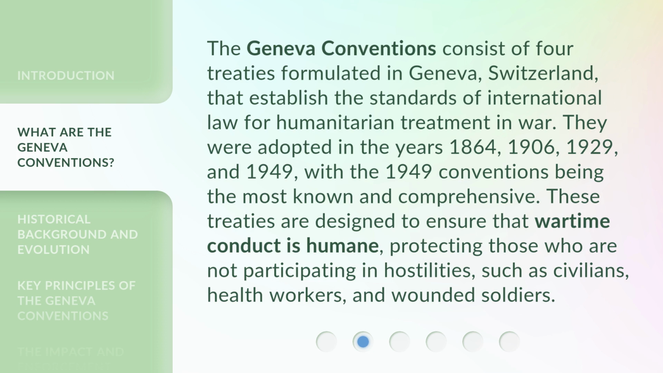The Geneva Conventions consist of 4 treaties formulated in Geneva, Switzerland, that establish the standards of international law for humanitarian treatment in war. They were adopted in the years 1864, 1906, 1929, and 1949, with the 1949 conventions being the most known and comprehensive. These treaties are designed to ensure that wartime conduct is humane, protecting those who are not participating in hostilities, such as civilians, health workers, and wounded soldiers.